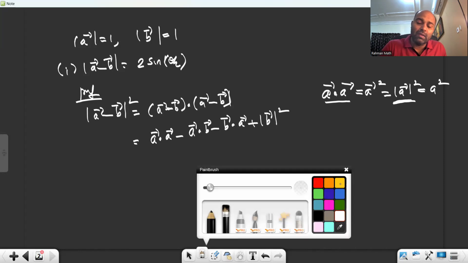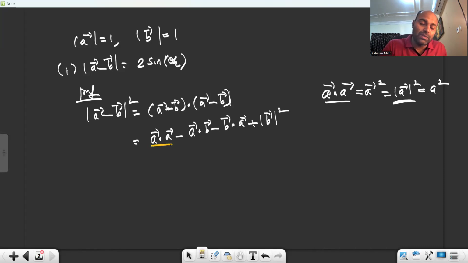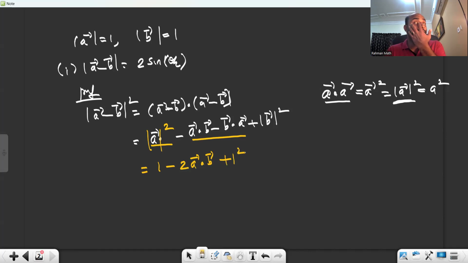Already we can write magnitude A square, both will be fine. Already we have magnitude A square is 1. A dot B and B dot A are the same, same sign. So we can write 2 A dot B plus 1 square. Anybody have a doubt, ask me. Don't simply write it.